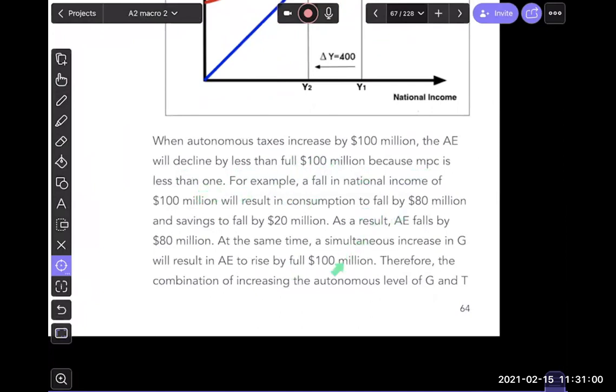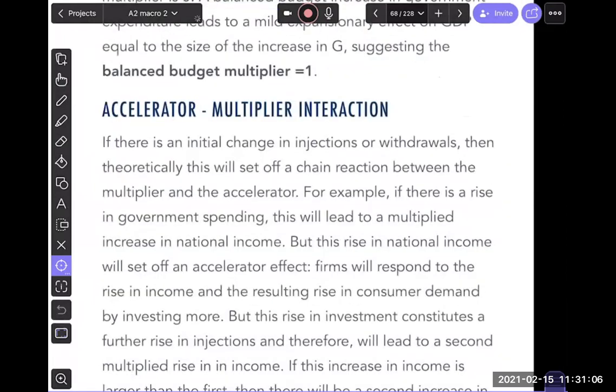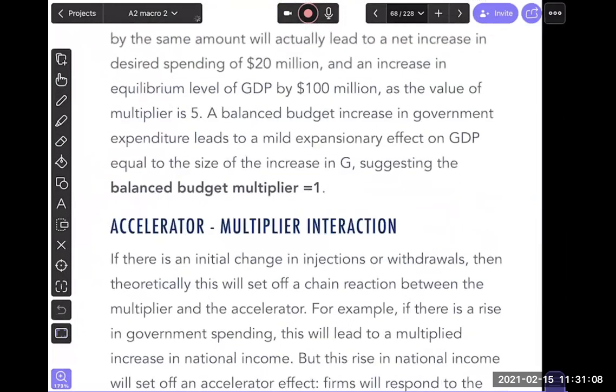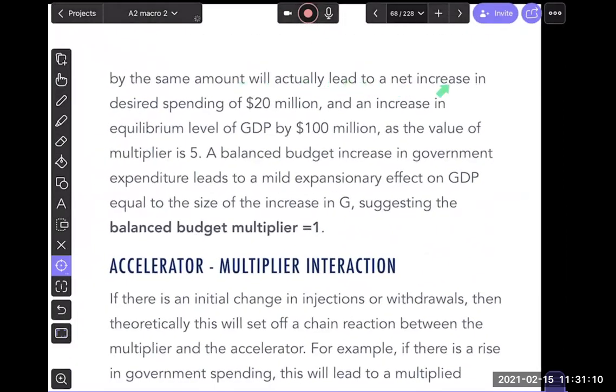Okay, so the idea is that the combination of increasing the level of G and T by the same amount will actually lead to a net increase in desired spending of 20, and therefore GDP is going up by 100. Okay, which means the balanced budget multiplier is equal to 1.